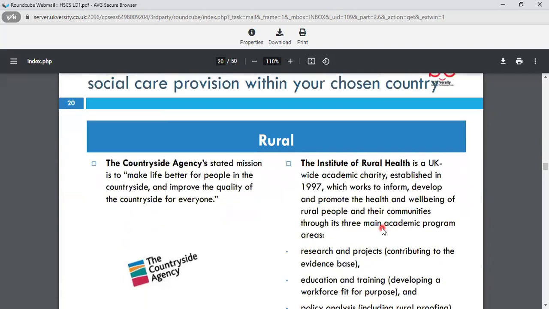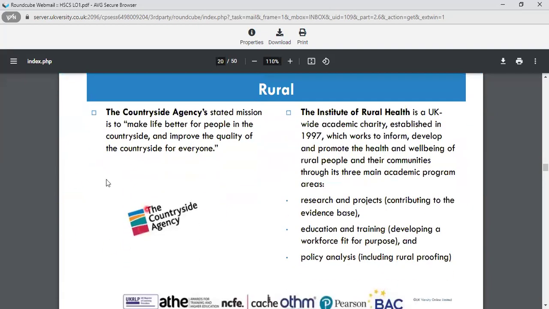Now talking about the rural setup, you have the Countryside Agency that states that their mission is to make life better for people in the countryside and improve quality of the countryside for everyone. Then you have the Institute of Rural Health, which is a UK-wide academic charity established in 1997. And this works to inform, develop, and promote health and well-being of rural people and their communities.